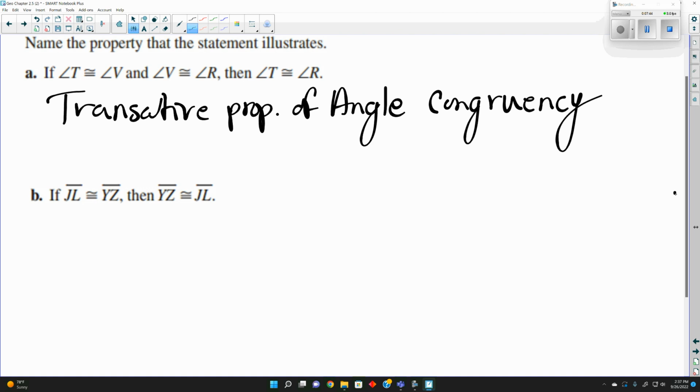2.1 and 2.2. One is with angles, one is with segments. Like this part B: if segment JL is congruent to segment YZ, then segment YZ is congruent to segment JL.